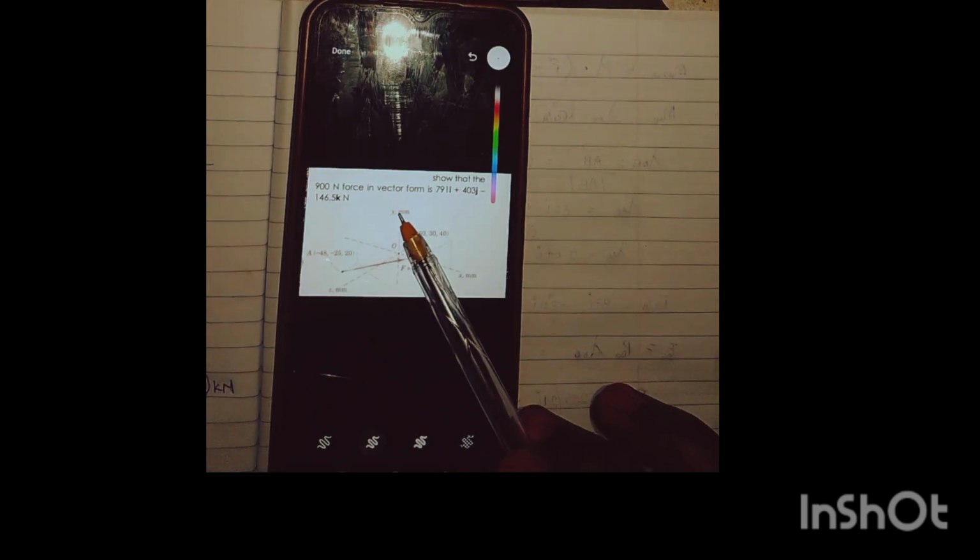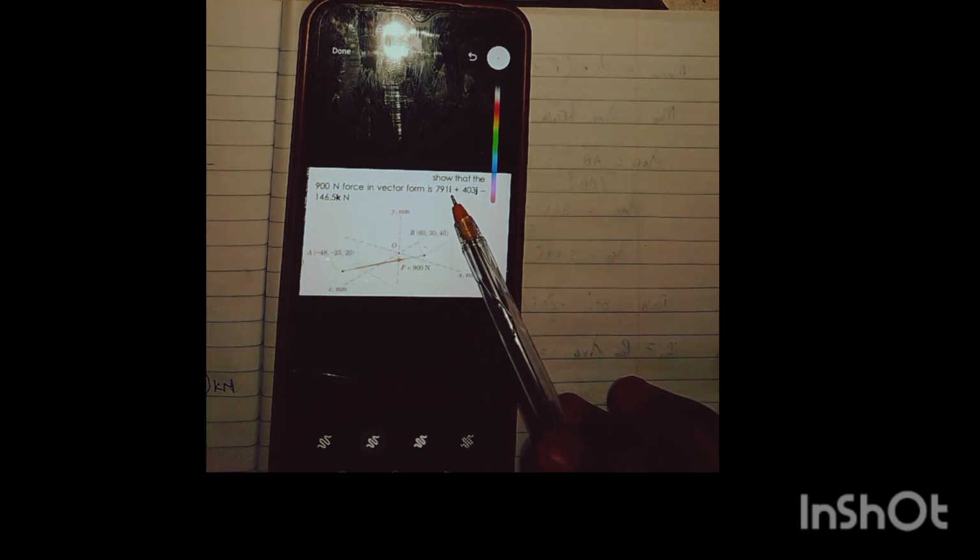So here is a question on 3D mechanics. The question is, show that the 900 Newton force in vector form is 791 i plus 403 j minus 146.5 kilonewton. So we have to show this particular force 900 which goes along the line from A to B, according to the direction of this particular force. As you can see, it is pointing towards it, so that means it is going from A to B.